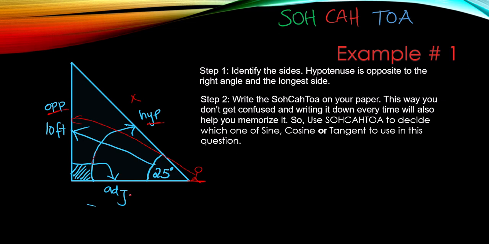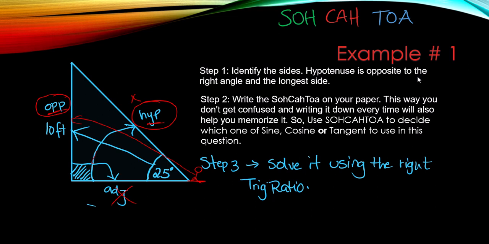So we don't really need to use a ratio that has adjacent. We're only going to use a ratio that has the opposite and hypotenuse. Opposite, we have to use because it's given to us. Hypotenuse, we have to use because they want us to find that one. So which ratio has the opposite and hypotenuse? That is your sine ratio. Sine ratio is the one you're going to use.